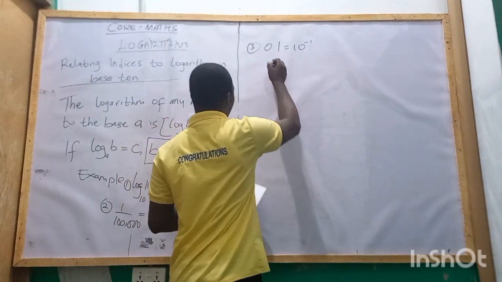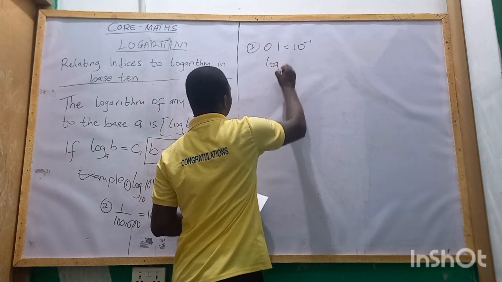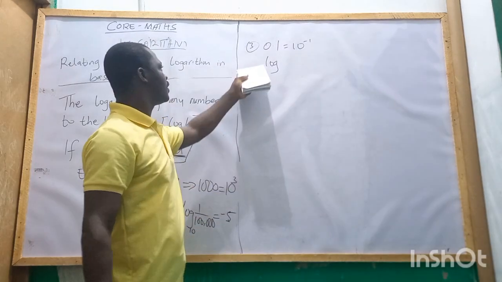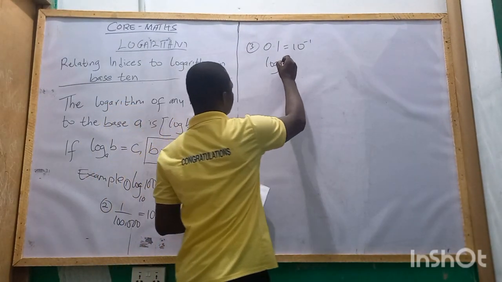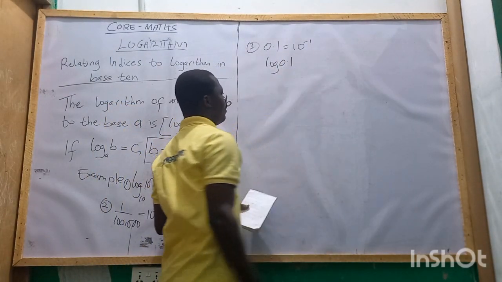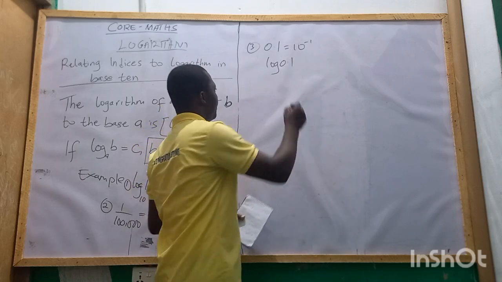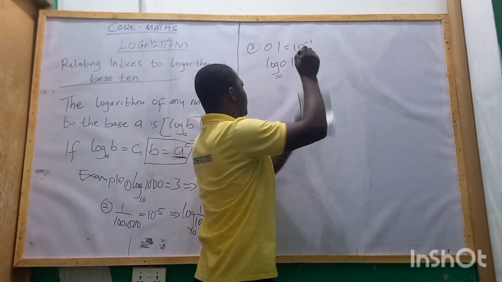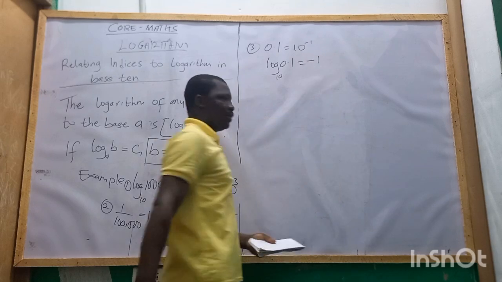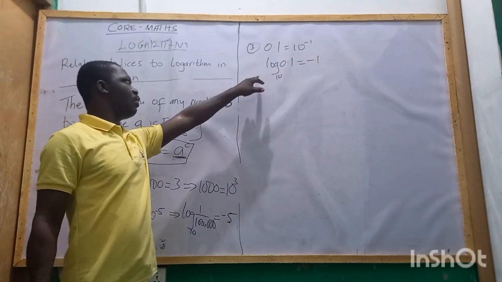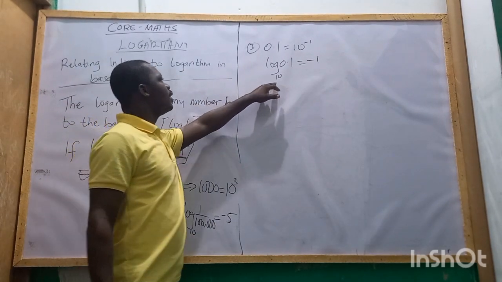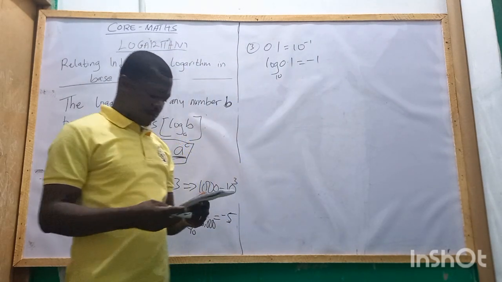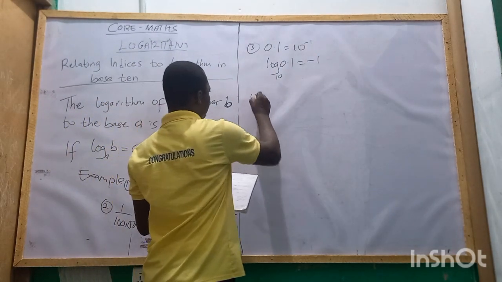So as I said, I'll write my log. And I'll bring the number on the left hand side in front of the log, which is what? 0.1. Then my base is what? 10. I'll write it here, which is equal to the exponent -1. I'm done. If you check your calculator, log of 0.1 to the base 10 gives you what? -1. Okay, so you try this for us to see.